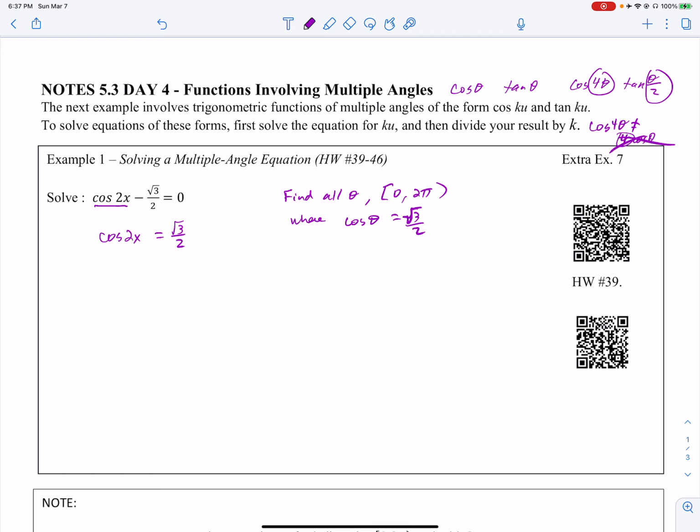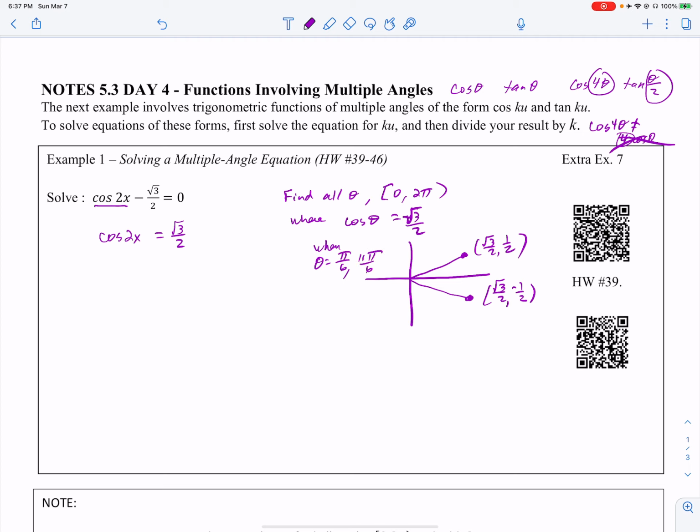And so I'm thinking, okay, that's x. X has to be positive, and root 3 over 2 is going to be right here. And then cosine's also positive in quadrant 4 because x is a positive root 3 over 2, and it's down 1/2. And those two angles, so this is when theta is pi 6 or 11 pi 6. So you need to find those to begin with.